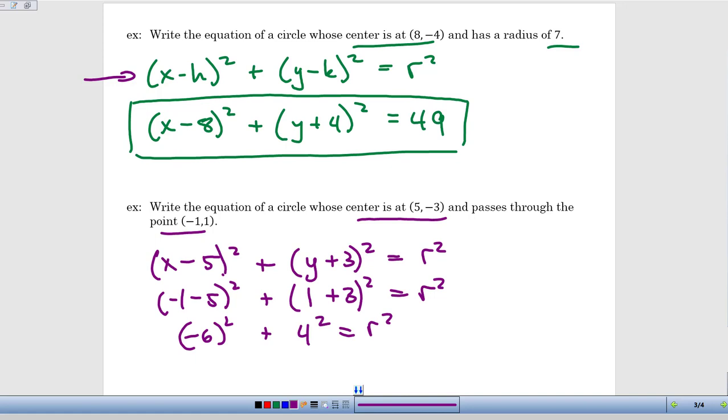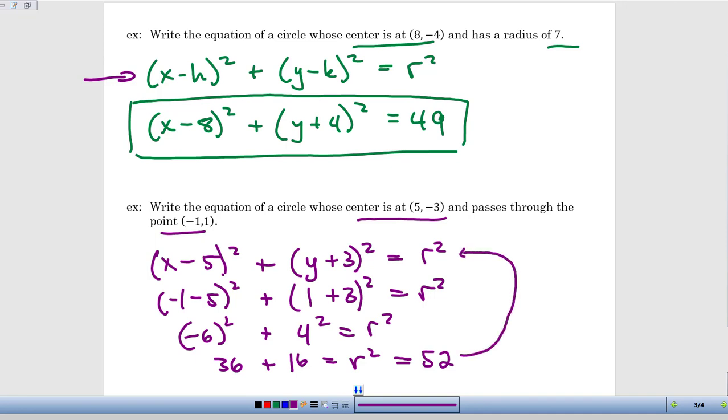And so then finally I've got (-6)² is positive 36 plus 4² is 16 equals r², so r² is going to end up equaling 52. Now I could go ahead and take the square root of both sides to figure out what the actual value of r is, and if I was trying to graph this, that would be a necessity. The square root of 52 we'd be able to simplify a little bit. We know that the square root of 52 is a little bit bigger than the square root of 49, so we'd get a number a little bit bigger than 7. So for graphing purposes, that's how we'd approach it.